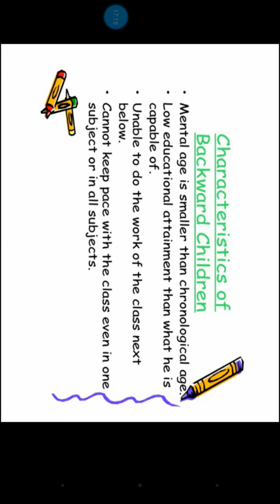So who is a backward child? A backward child's mental age is smaller than chronological age. When we see the age of a backward child in years, it is not equivalent to the mental age. Their mental age is smaller, so they are immature. Their intellectual level is not according to the chronological age.